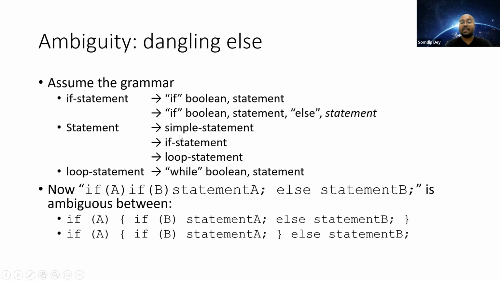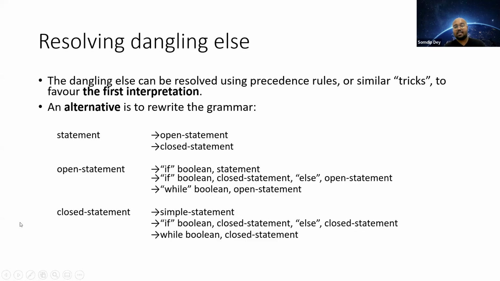Now, based on the example that we just noticed, and based on this grammar, if you have the input string, something like this, if A, if B, statement A, else statement B, then using the production rules of this grammar, you will see the parser will be able to derive both of these parse trees. Both of these are valid for this particular grammar, which definitely causes ambiguity because it can be either of these two, which is not desirable, right? So the dangling else can be resolved in this case using the precedence rule, or simply tricks the grammar to favor the first interpretation.